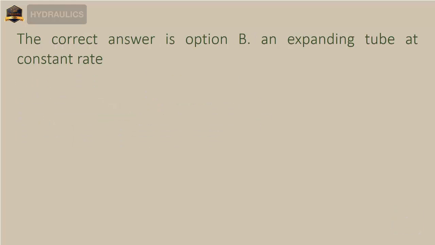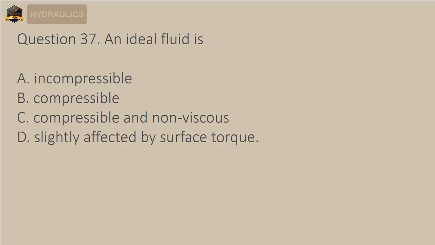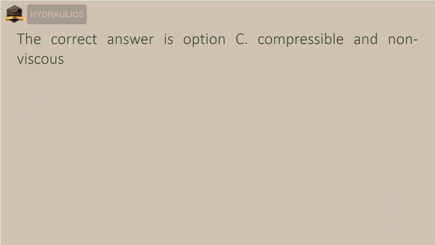Question 37. An ideal fluid is A. Incompressible. B. Compressible. C. Compressible and non-viscous. D. Slightly affected by surface torque. The correct answer is option C, compressible and non-viscous.